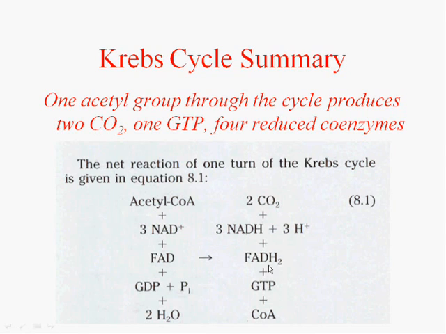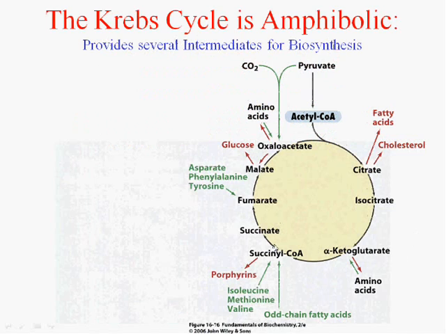FAD getting reduced to FADH2, which also has high energy electrons. A GDP plus phosphate in a eukaryote getting converted to GTP, and this occurs by substrate level phosphorylation, and 2 waters as well are involved, and after the reaction that coenzyme A comes off, and you end up with free coenzyme A as well. So this is an overall summary of the reactions involved in the Krebs cycle, or TCA.